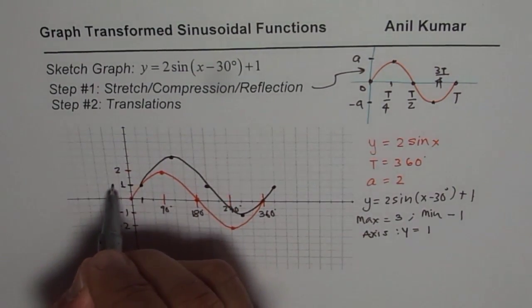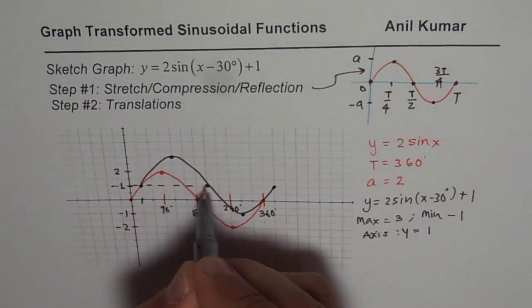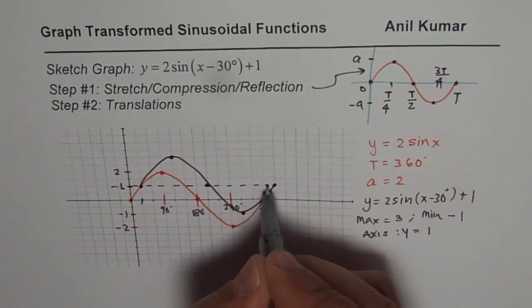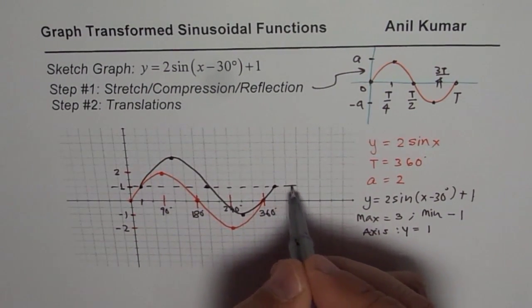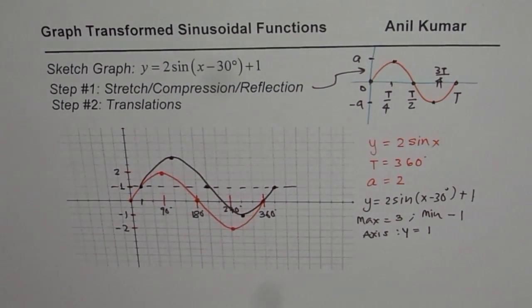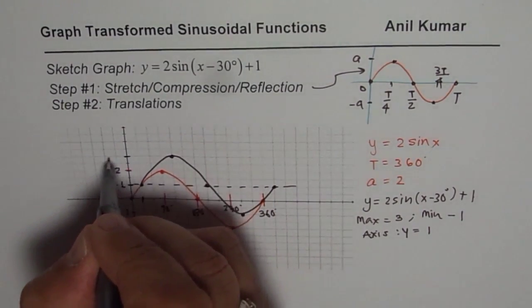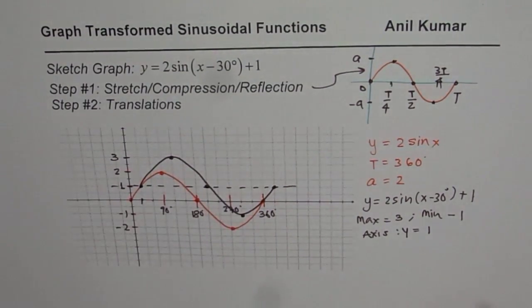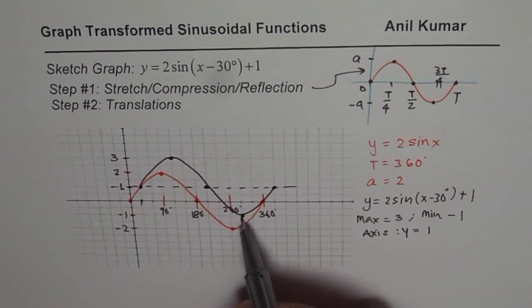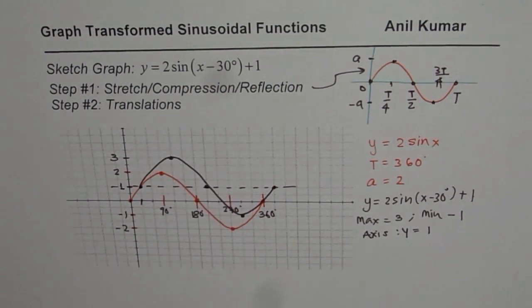The axis is y equals 1, so let me draw the axis here. It goes through the transformed zeros. Do you see that? This is indeed just the right graph for us, and this value is 3, which is the maximum. Now you can also write the domain and range for a cycle of the graph we have sketched. I hope this simple process helps you understand exactly how you should sketch transformed sinusoidal functions. Thank you and all the best.